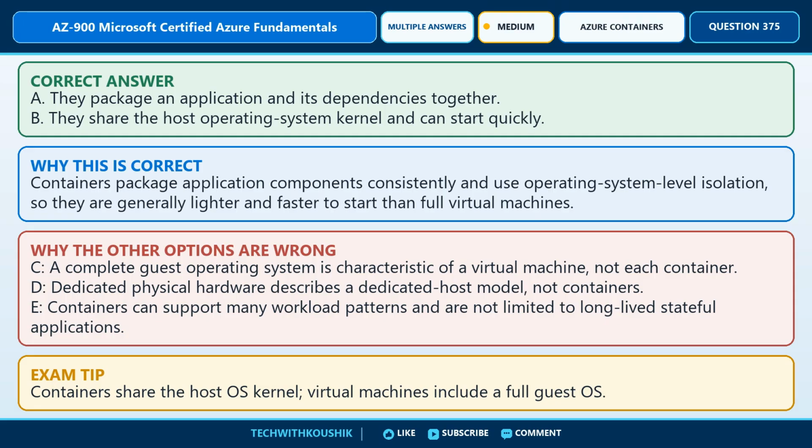The remaining options can be eliminated because C. A complete guest operating system is characteristic of a virtual machine, not each container. D. Dedicated physical hardware describes a dedicated host model, not containers. E. Containers can support many workload patterns and are not limited to long-lived stateful applications. Here's a useful exam tip. Containers share the host OS kernel. Virtual machines include a full guest OS.